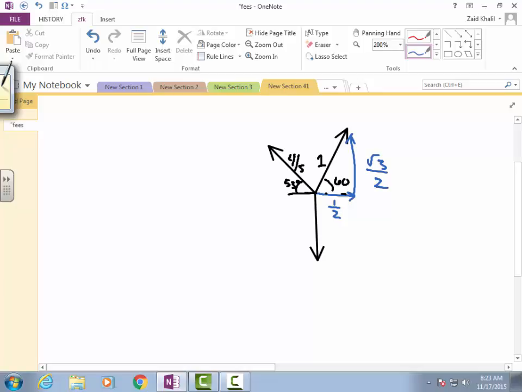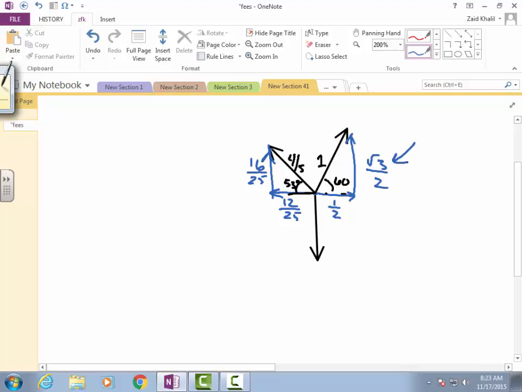Right? And what is this? 53, 37, 90? That's a 3, 4, 5. So if you take a look, opposite the 37 is going to be 3/5 the hypotenuse. So 3/5 of 4/5 is 12/25. 4/5 of 4/5 is 16/25. So looking at this, maybe we need to put this on the same footing.